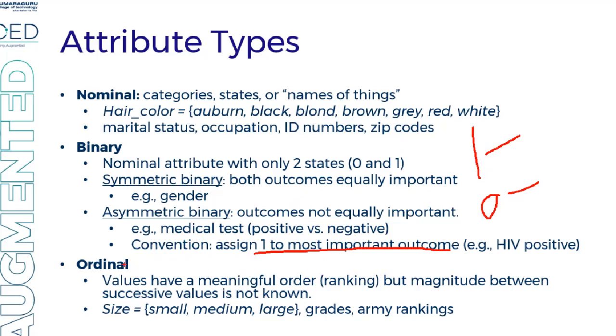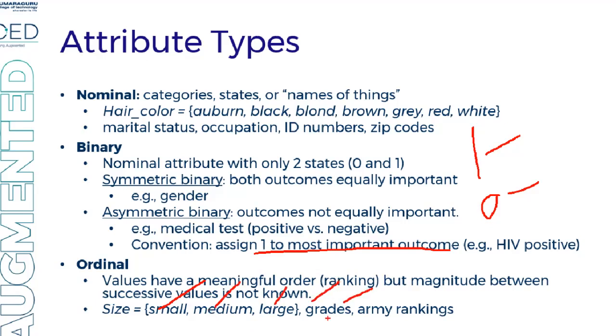The next one is the ordinal attribute. The values are in a meaningful order or ranking. The magnitude between successive values is not known; we know only the labels. For example, if you go to a retail store to buy a t-shirt, the sizes are small, medium, large, extra large, and double XL.